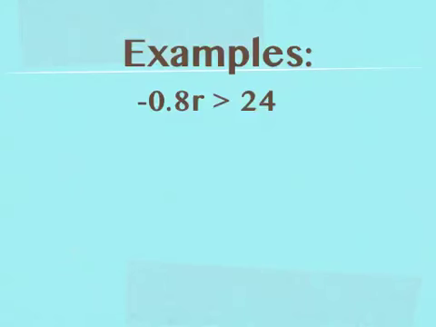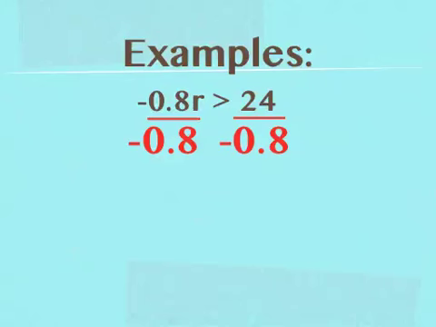The next example we are given, we have negative 0.8r is greater than 24. Always ask yourself what's happening to your variable. In this case, our variable is r. Right now, our variable is being multiplied by a negative 0.8. The opposite of multiplying by a negative 0.8 is dividing by a negative 0.8. Again, in this case, I am dividing both sides of this inequality by a negative. When I do that, my inequality sign has to flip.